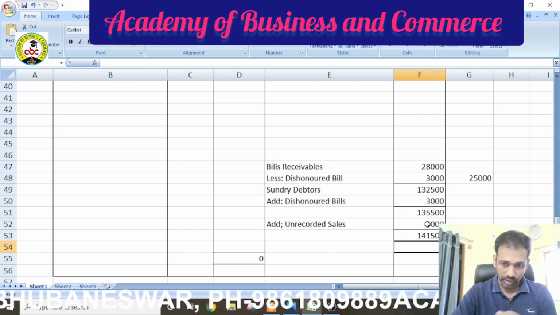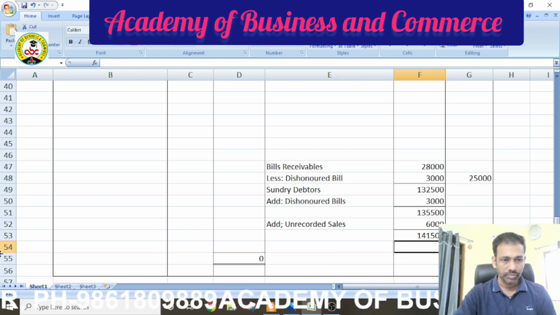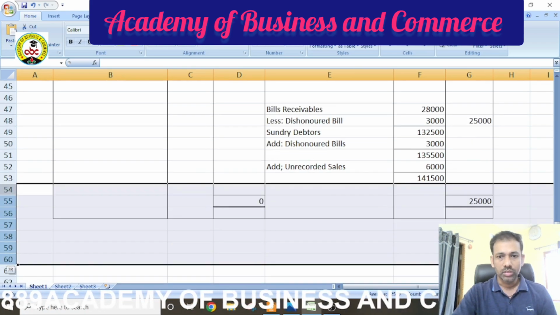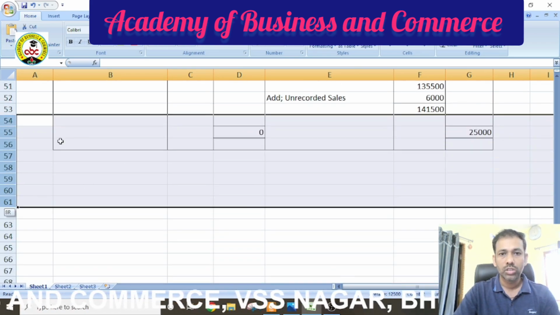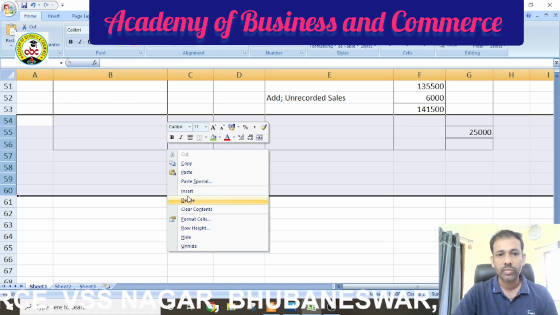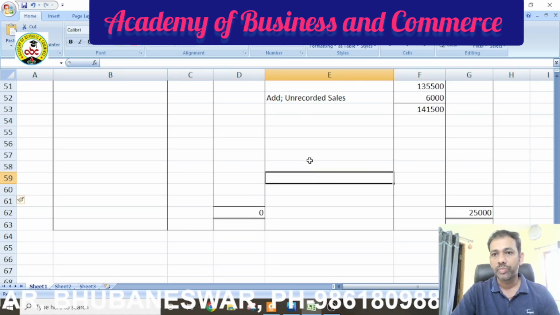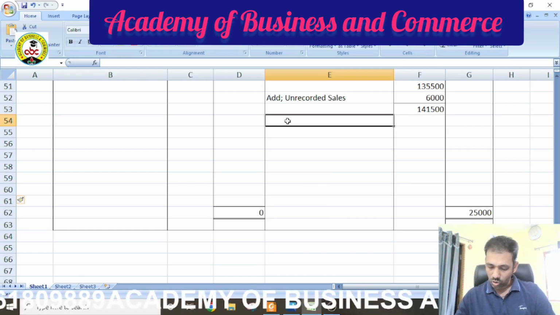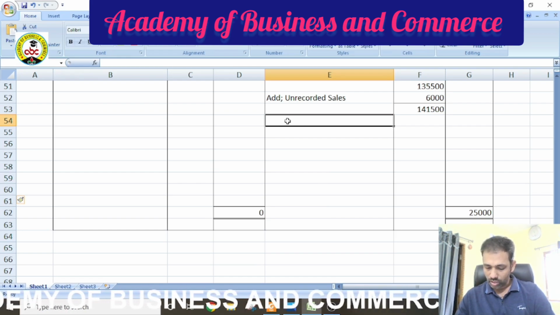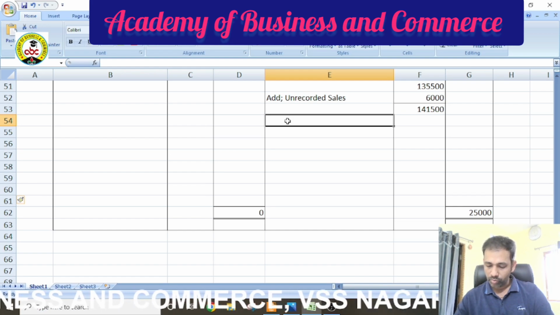1,41,500 is the total debt which we have to receive. And we have to also insert some column because we need some more space. Okay. So now we have to charge the adjustment number 3 is over. Then the 6 is also over, and we have to go to adjustment number 4.